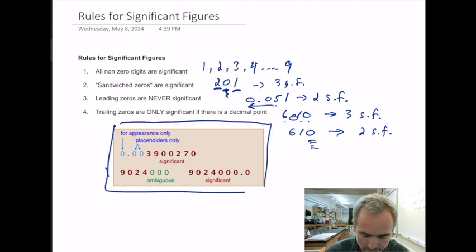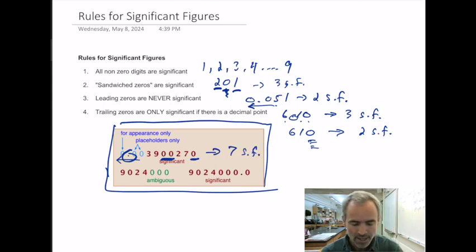You can look over here as we kind of zero in here. You'll notice that this first number, these zeros again are leading. These are placeholders, so they're not significant. The 3, the 9, these zeros are significant because they're sandwiched, and this 0 is significant because it's trailing and there's a decimal point right there. So this number has 1, 2, 3, 4, 5, 6. This has 7 sig figs right here, okay?